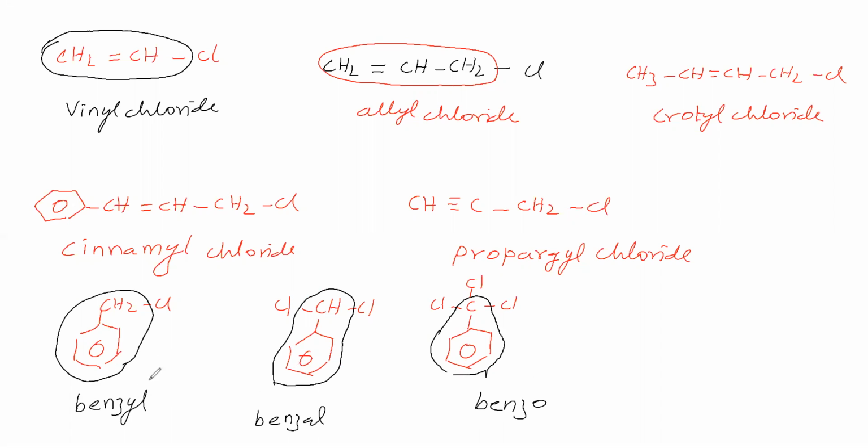Okay. So now the name for Cl is chloride. Here, with 3 Cl, we say trichloride. Here, with 2 chlorines, dichloride. So it is benzyl chloride, benzal dichloride, and benzo trichloride. Like this, we have seen common names. Some more common names we'll see.